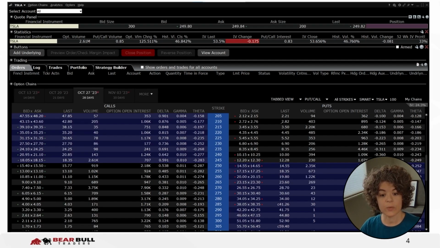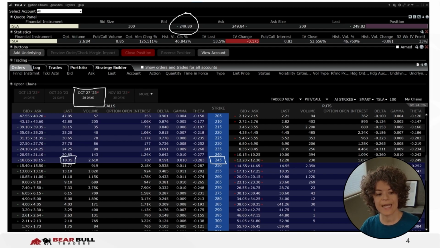Okay, so let's go a little bit further out in time just to see the difference in how these contracts are priced. So we're looking at the same stock, we're looking at Tesla. The current price is close to $250, so we'll just say it's at $250. And the contracts I have queued up here are 1 month out. So now let's look at the same strike price and see how it's changed. So if we go over here to the 245 calls and we look at the last sale on this, we're looking at $18.35. Now this is much higher than the $5.25 we were looking at previously.